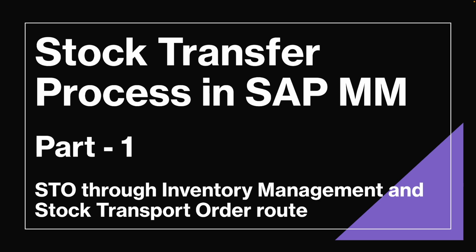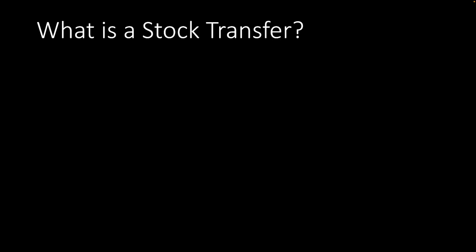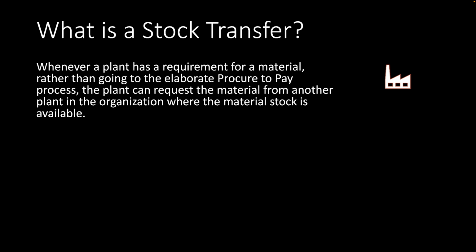So let's start. So let's see what is a stock transfer process. Whenever any plant has a requirement for any material, it has an option to go through the procure to pay process. We have already discussed this process in detail. If you haven't seen the video on this process, that is the procure to pay process, then I have kept the link in the description. You can check there. Now this procure to pay process is an elaborate process. It requires a lot of activities by various people and it has a lead time. That is, it will take some time for you to procure the material and get it at your warehouse.